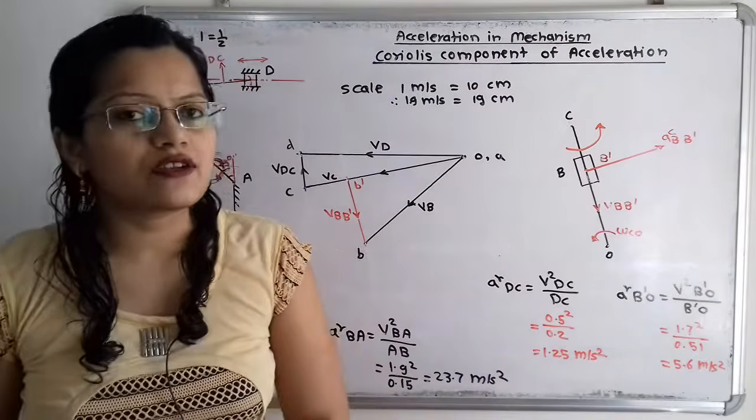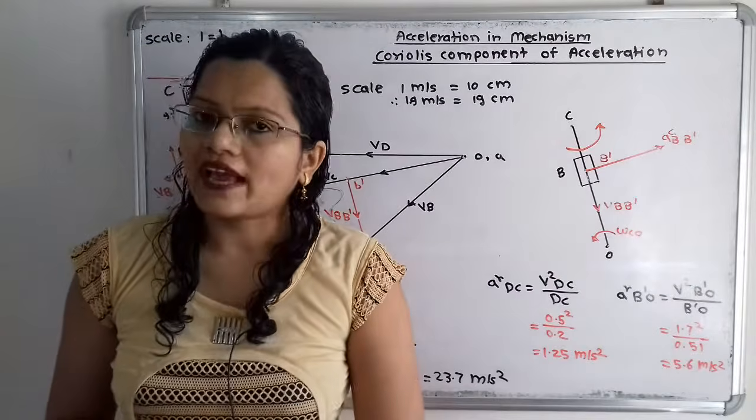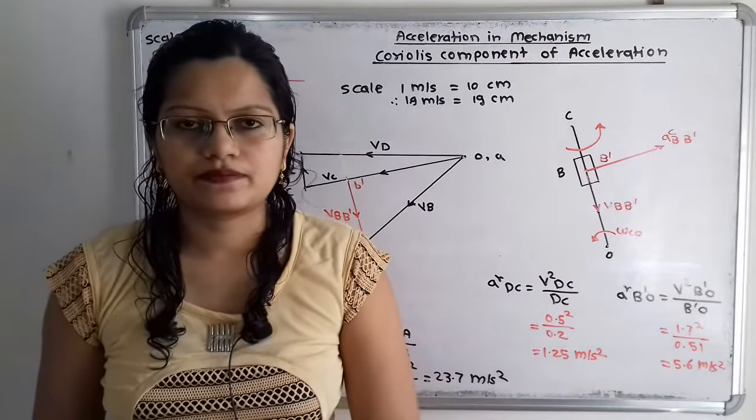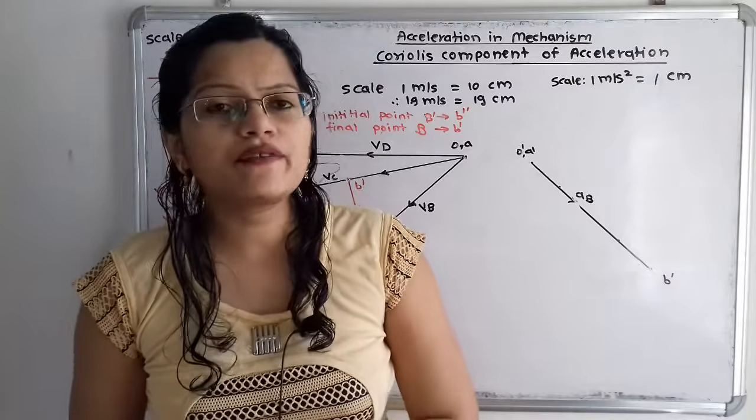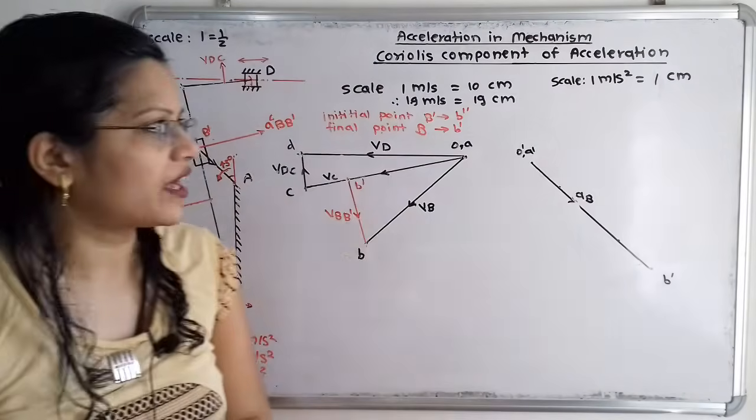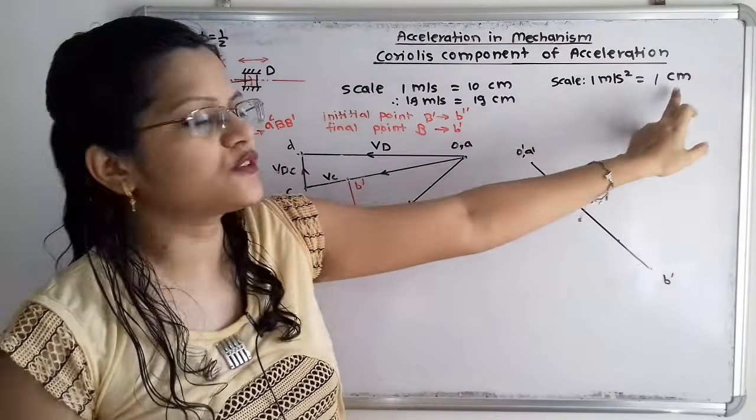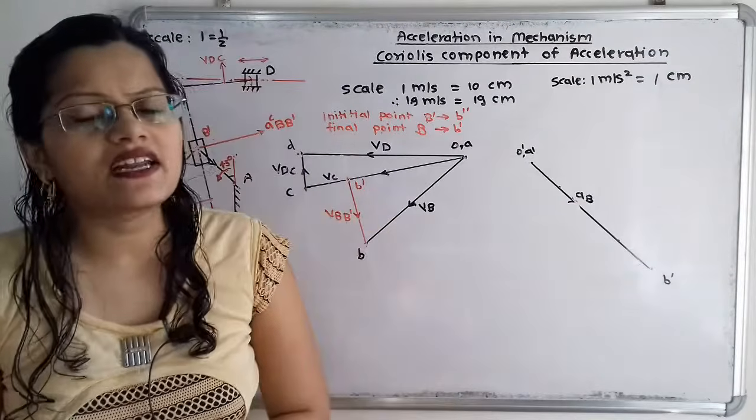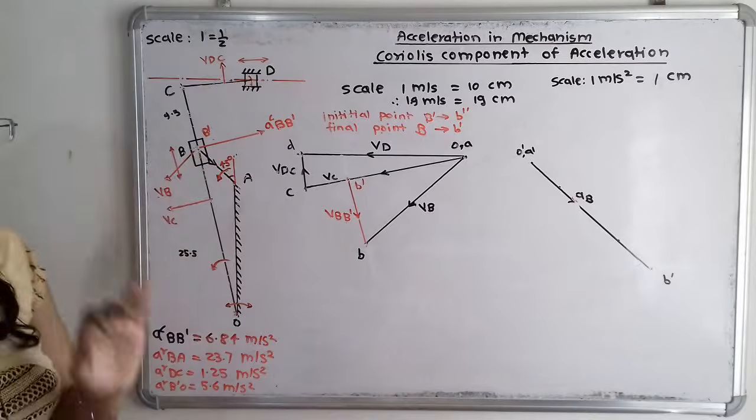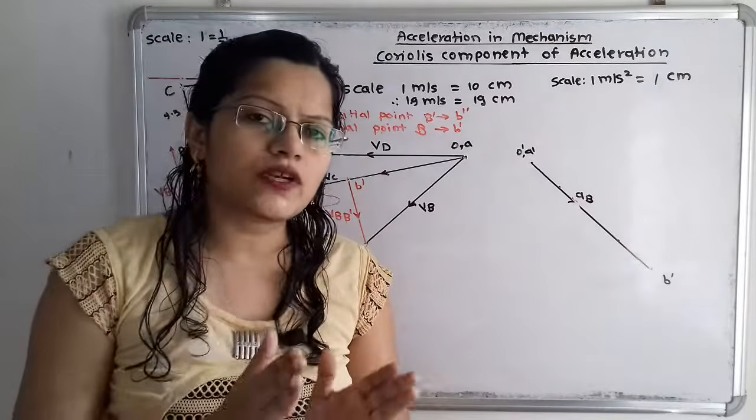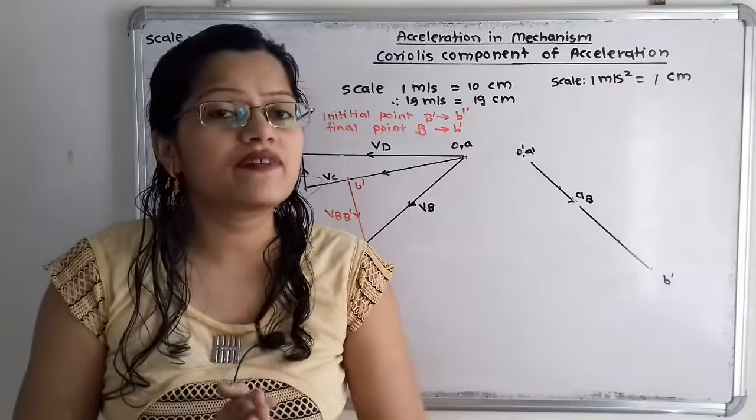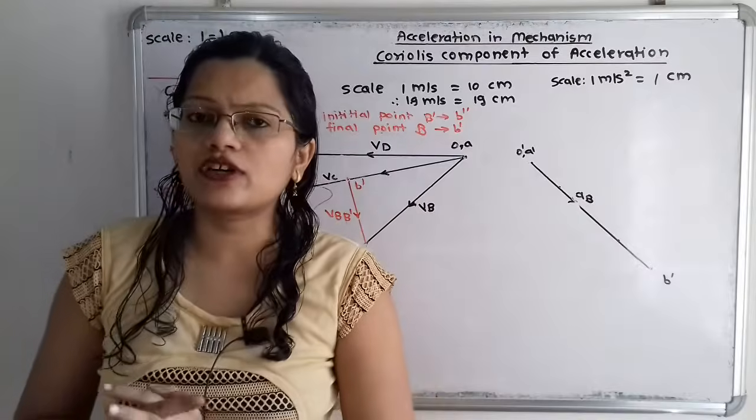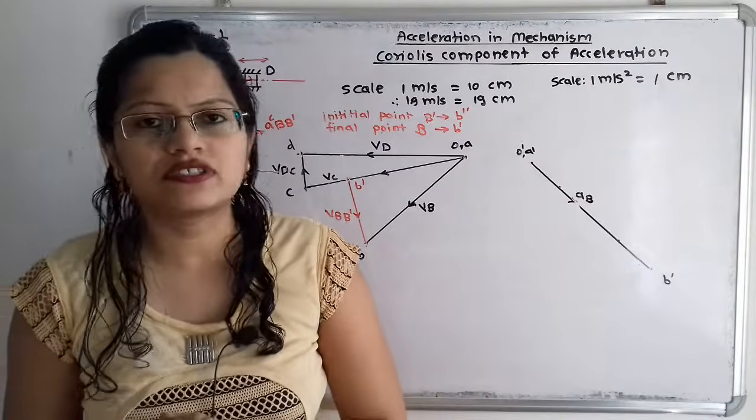And from these values we are going to draw the acceleration diagram. Now we will move for the acceleration diagram with scale 1 meter per second square is equal to 1 centimeter. So we will first draw the radial component of this crank AB. So this crank AB is rotating at the constant speed. So we will consider the tangential component of this crank is equal to 0.